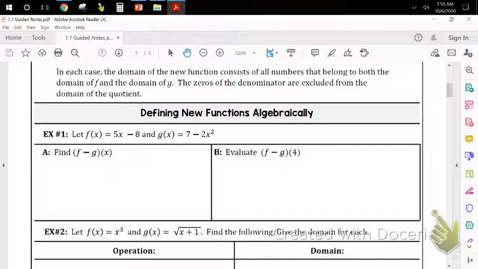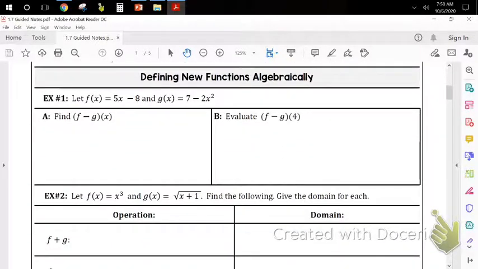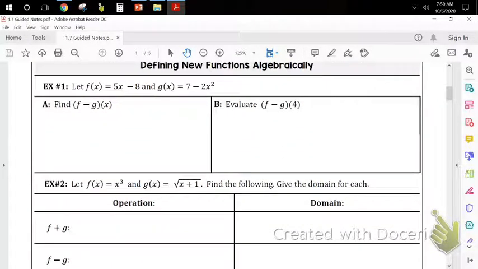So let's do this. So example 1, it says let f of x equal 5x minus 8 and g of x equals 7 minus 2x squared. And we're going to find f minus g with respect to x. So remember that f minus g with respect to x just means we're going to take f of x and we're going to subtract g of x. So let's first just set that up. So we're going to take f of x, which is 5x minus 8, and we're going to subtract g of x, which is 7 minus 2x squared.